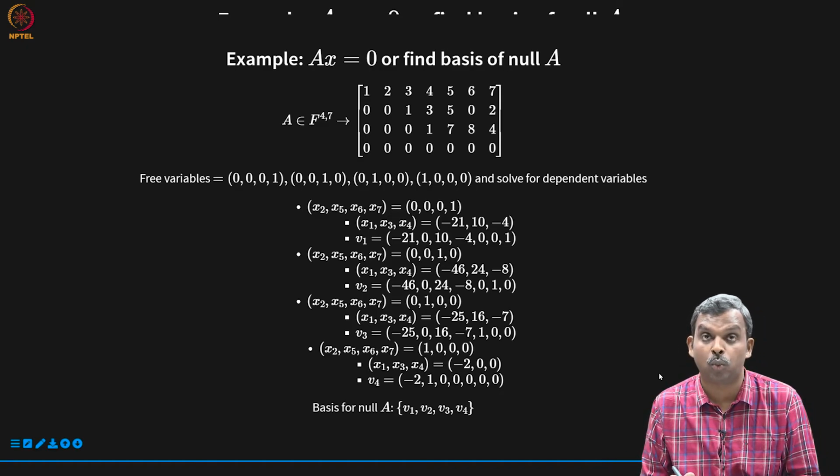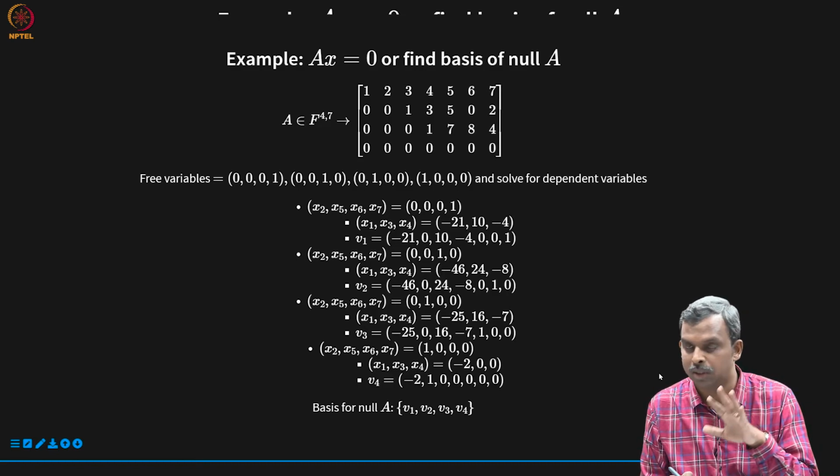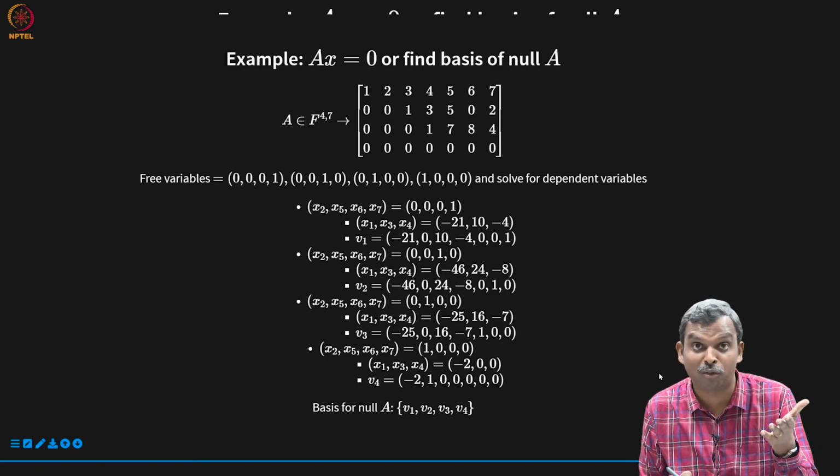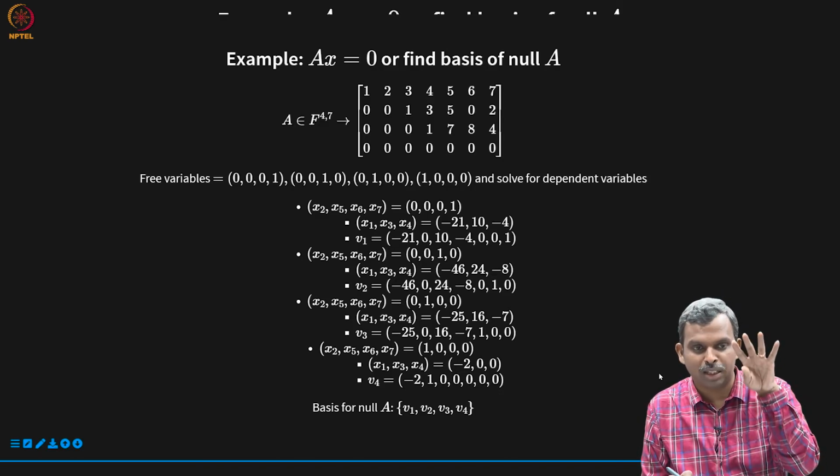So now it's important to quickly realize that the basis for the null space will be v1, v2, v3, v4. Why? Because v1, v2, v3, v4 clearly belong to the null space: A v1 equals 0, A v2 equals 0. We have solved for it like that. And additionally, they are linearly independent. Why? Just look at the free positions.